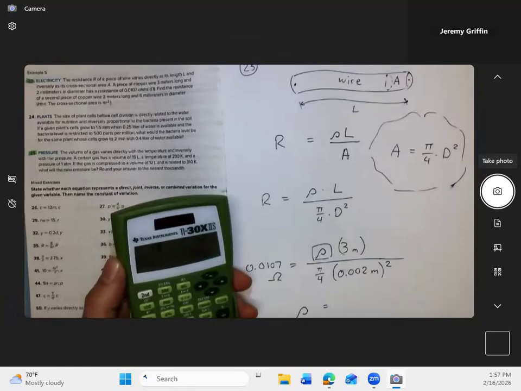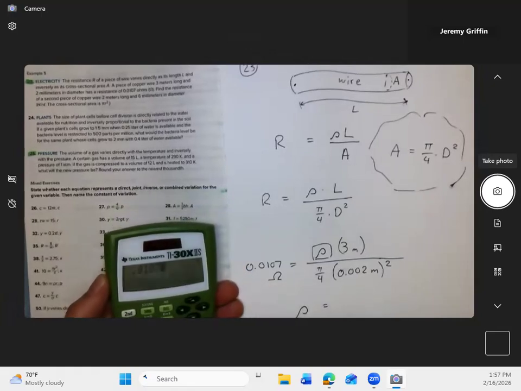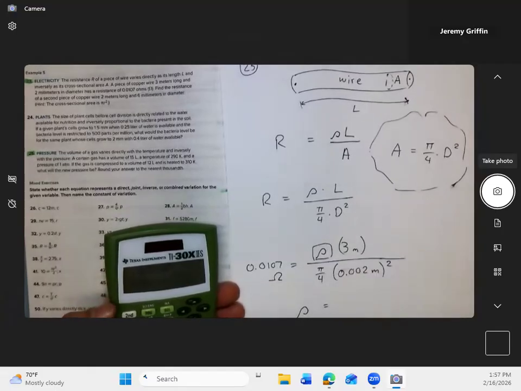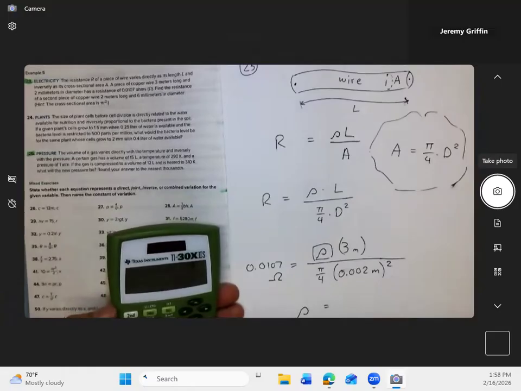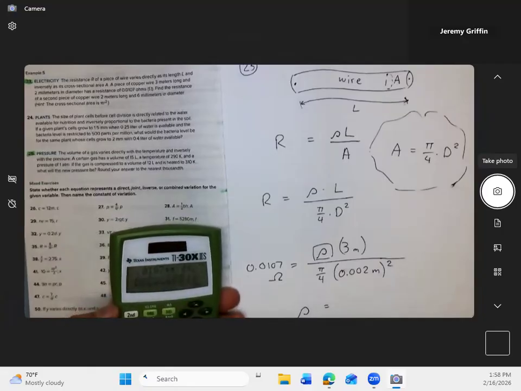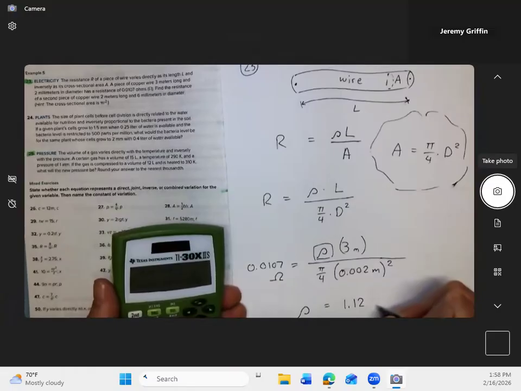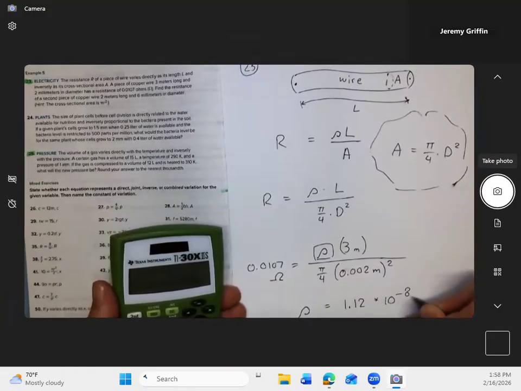So take the 0.0107 ohms of resistance. I'm going to cross multiply this pi over 4 right here. I'm going to cross multiply this 0.002 squared. I'm going to divide by 3. Okay, that's a tiny, tiny number. See, 1, 2, 3, 4, 5, 6, 7, 8. What do we do times 10 to the 8? Yeah, about 1.12. And if I was restoring a decimal place, I would say 10 to the negative 8.